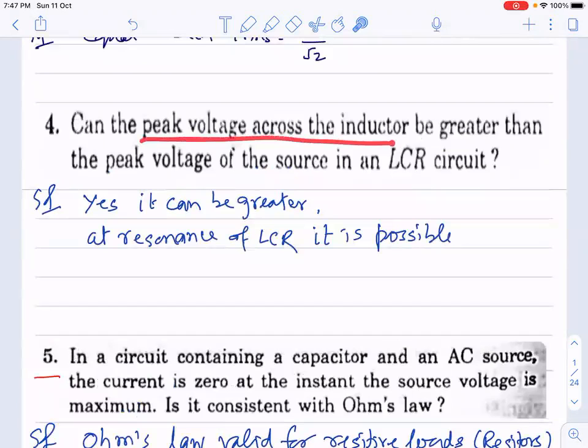Can the peak voltage across the inductor be greater than the peak voltage of the source in an LCR circuit? Yes, it can be possible. At resonance, we can calculate that it can be more than the applied voltage.